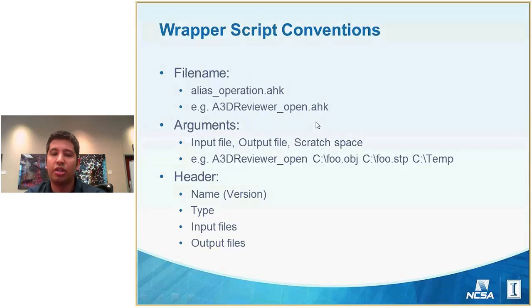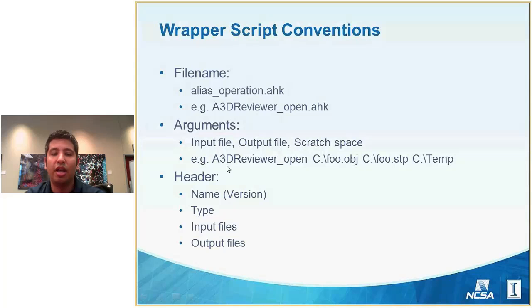And this could be like save and other operations like import, export, and so forth. And then these scripts basically take a number of arguments, and these are fixed. So the first argument is usually an input file, which has to include the complete path name. The output file, also with a complete path. And the third parameter is usually some sort of scratch space. So some scripts need to create intermediary files, and they use that scratch space to dump them in.